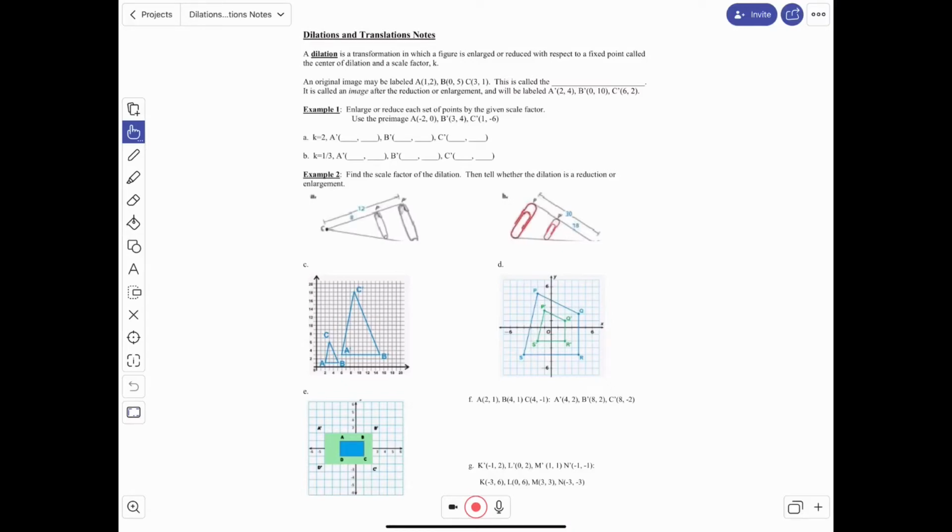Translations. So a dilation is a transformation in which a figure is enlarged or reduced with respect to a fixed point called the center of the dilation. And it has a scale factor, which we usually call K. So if you ever see K equals, that's what you're going to multiply by. And it's either going to be a whole number or a fraction. And that's what's going to make it bigger or smaller.